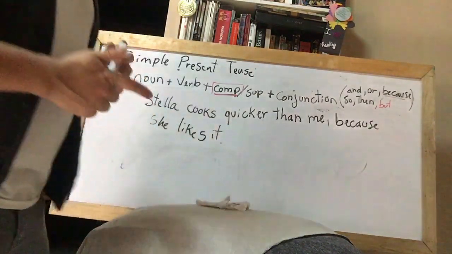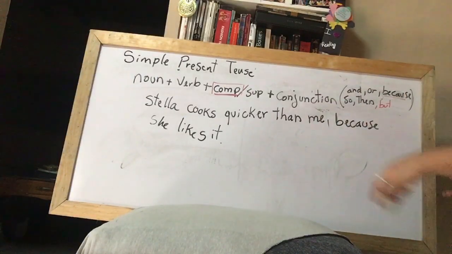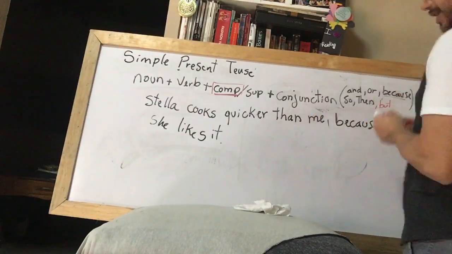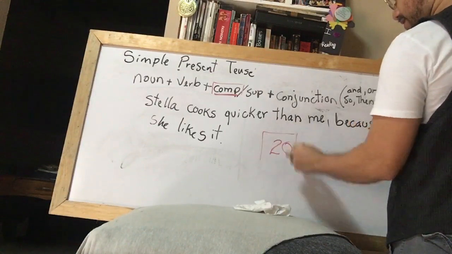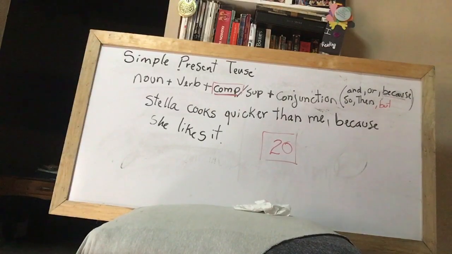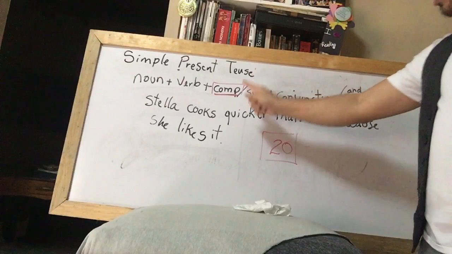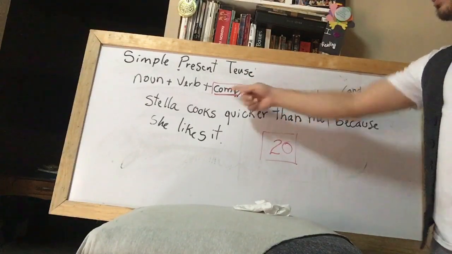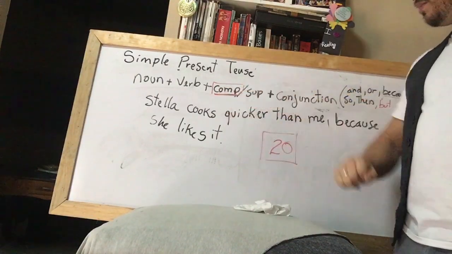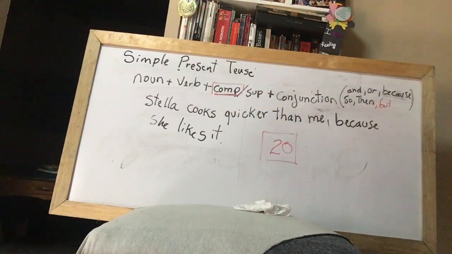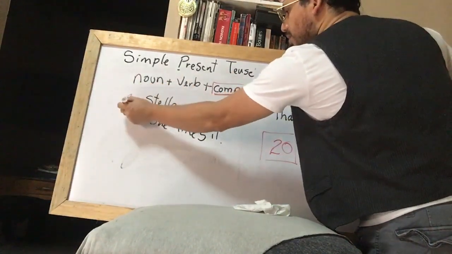Okay? So for your homework, I would like you to write 20 sentences of your own creativity using this formula. Noun plus verb plus complement plus superlative. You can, comparative, sorry. You can choose one comparative, one superlative. So you can write Stella cooks quicker. You already have number one in here. See, yeah, thank you, mister.